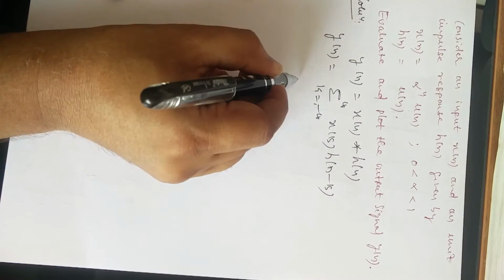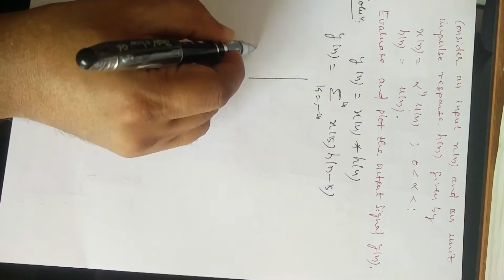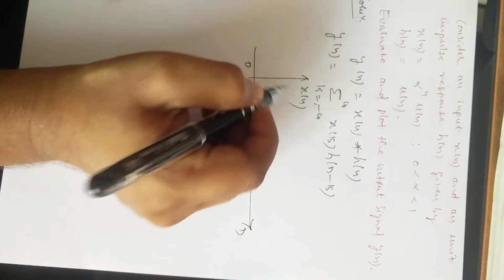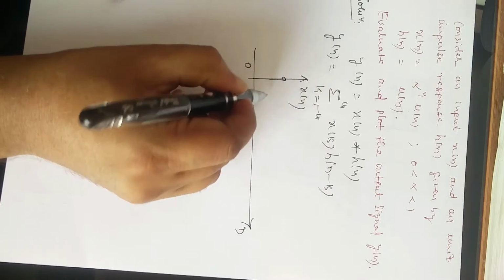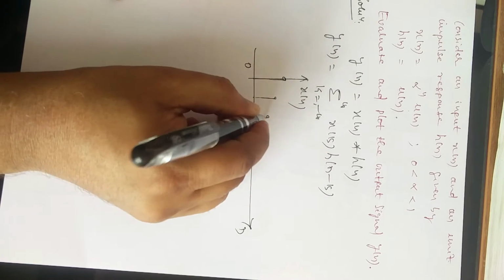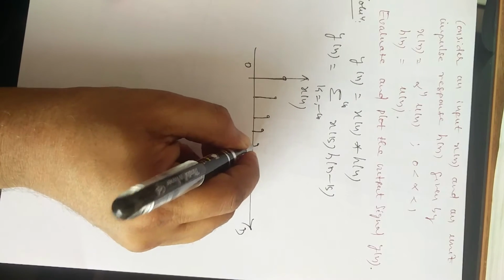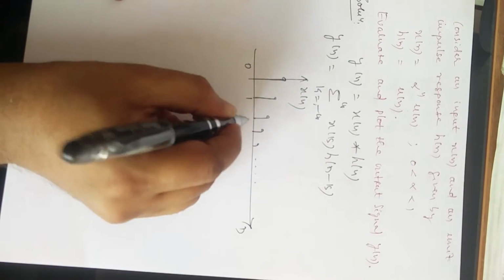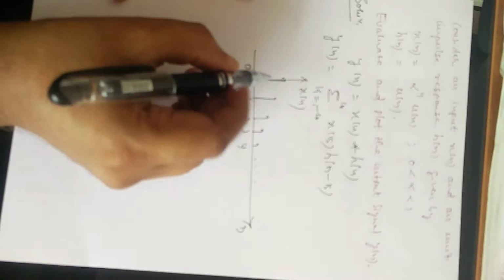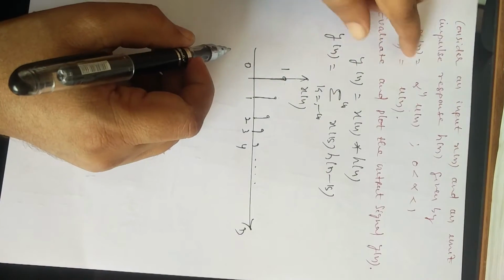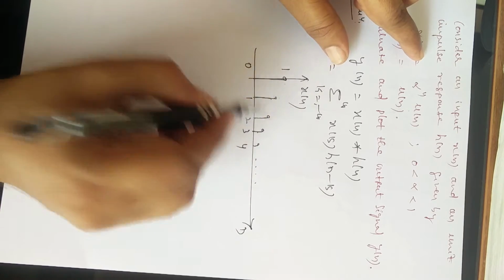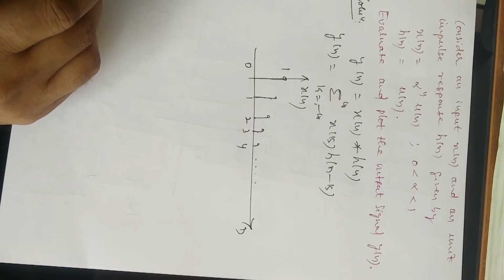When you draw this input signal x of n, this is n, this is 0, and this is alpha to the power of n from 0 to infinity. It looks like 0, 1, 2, 3, 4. This is a decaying exponential signal. When n is 0, its value is 1. Then it will be less than 1, again less than the previous value, and again less than the previous value. It looks like a decaying exponential signal.